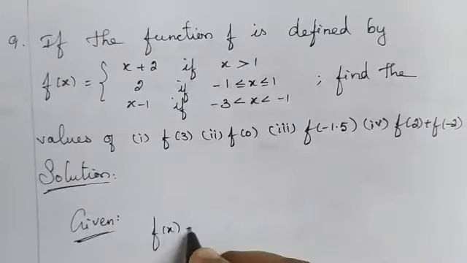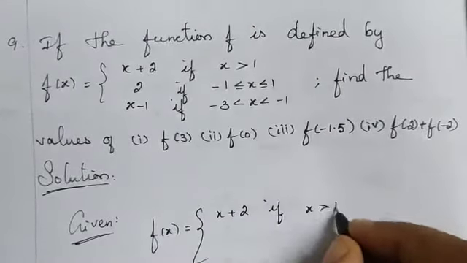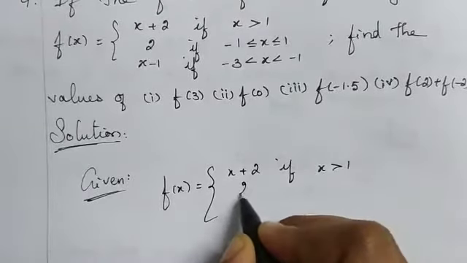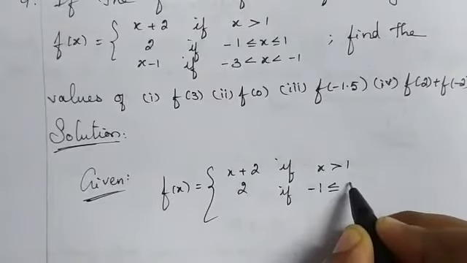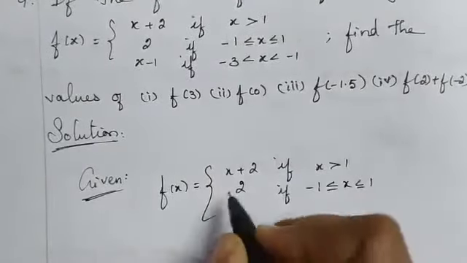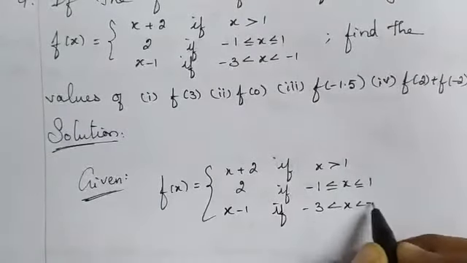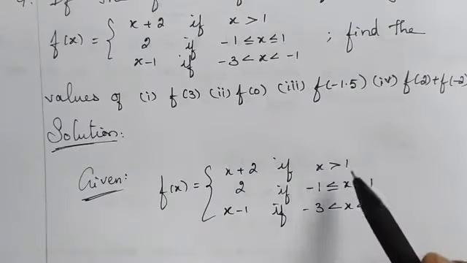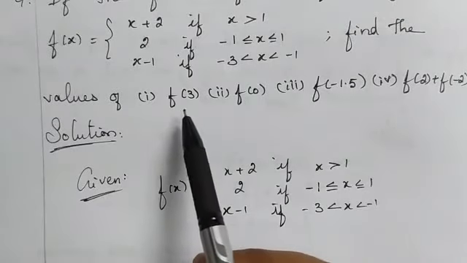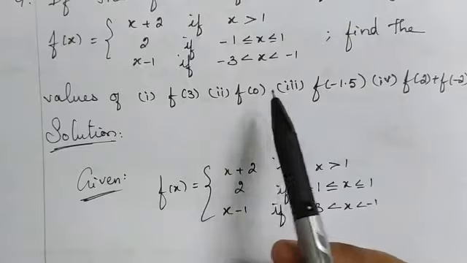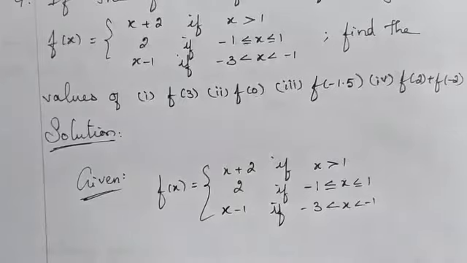f of x is equal to x plus 2 if x greater than 1, 2 if minus 1 less than or equal to x less than or equal to 1, x minus 1 if minus 3 less than x less than minus 1. Now find the value of x here. In your question you have to find f of 3, f of 0, f of minus 1.5, f of 2, f of minus 2.